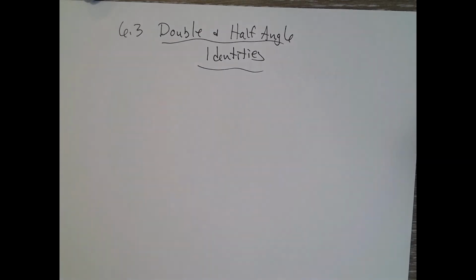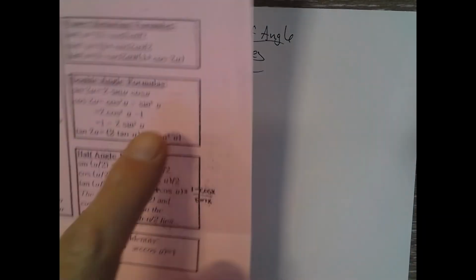Right, so double and half angles. We'll start with double angle. So if you have your Carl with you, where's my Carl? There he is. So double angles right up here.